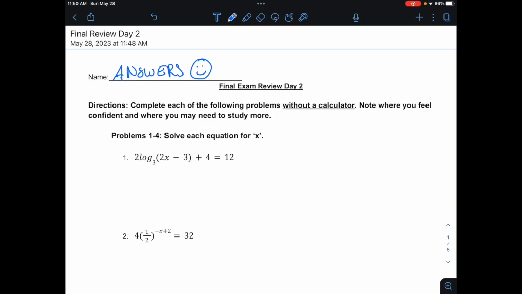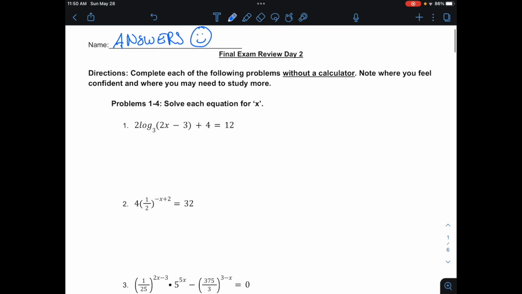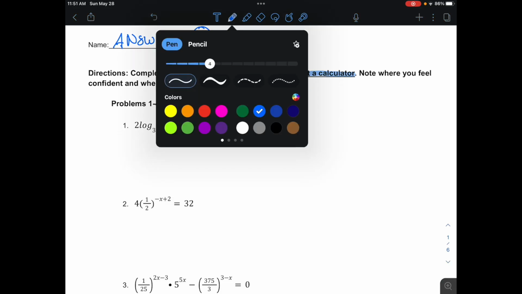Okay, we're going to look at the final exam review day 2 packet that I made. Notably, we want to complete each of these without a calculator because you will not have a calculator on the final exam. Sometimes we'll get answers that don't turn into integers or simplifiable fractions, so we might have to provide exact answers sometimes. So right off the bat, we have a logarithmic equation.